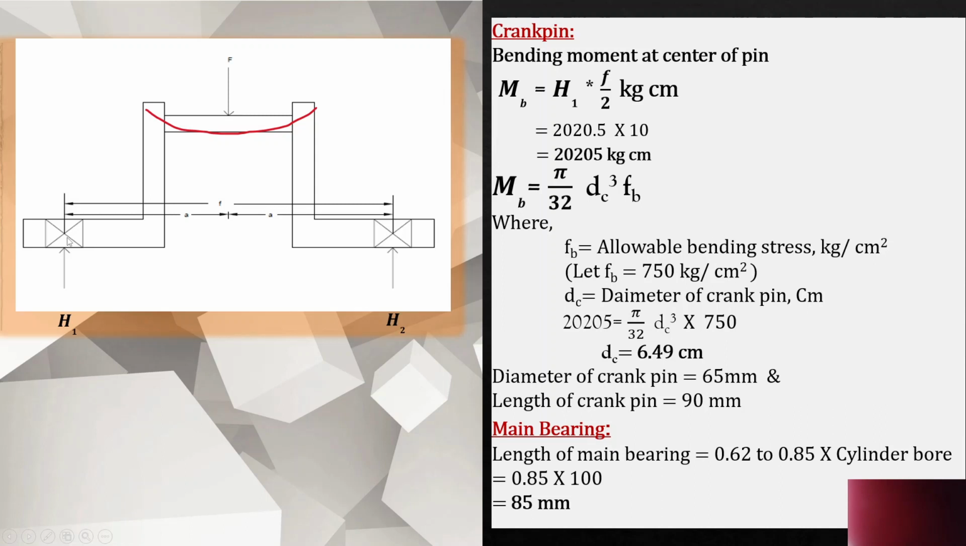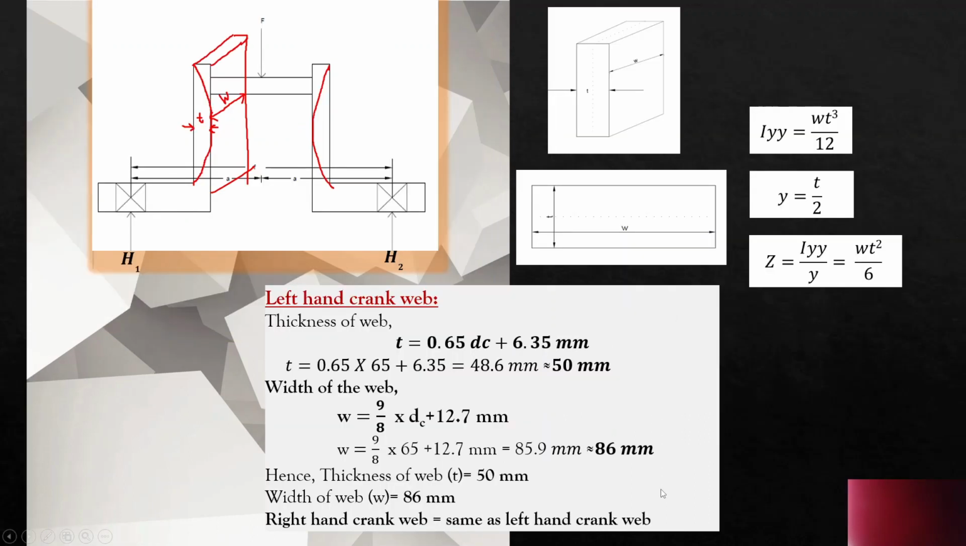Then the length of main bearing is calculated using empirical equation, that is 0.65 into cylinder bore. Taking 0.85 into 100, it's coming as 85 millimeter. So the length will be the same for both bearings, it is 85 millimeter.